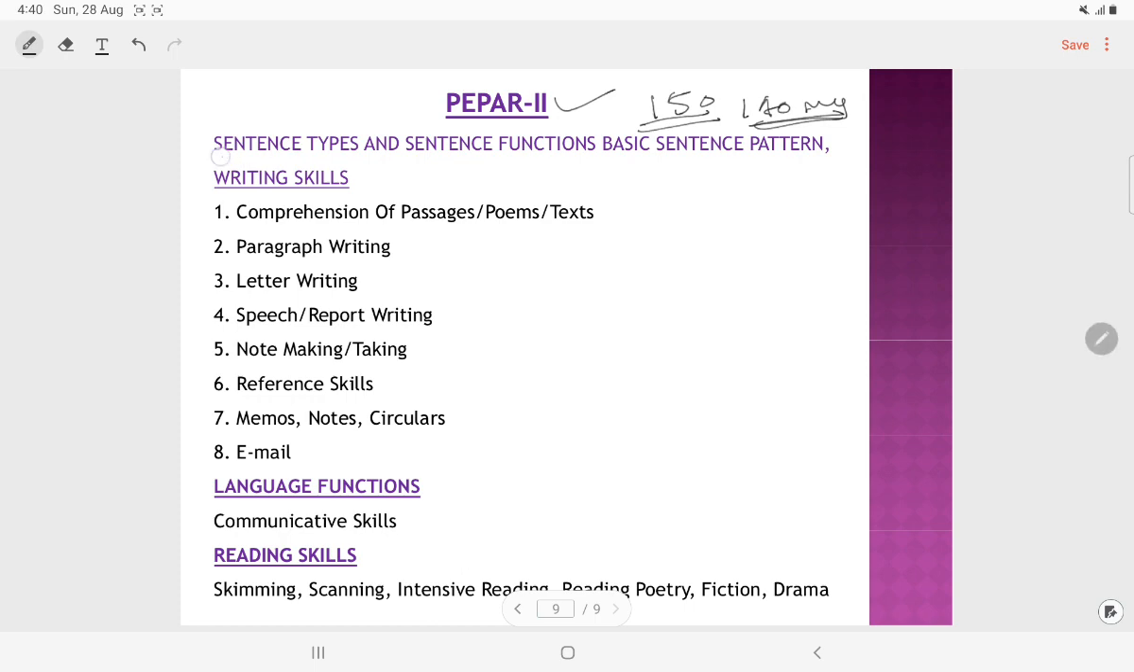Sentence types and sentence functions, and a basic sentence pattern like the S plus V plus O formula and so on. And very importantly, writing skills. So what competencies you should have, especially regarding writing skills. Anyway, we will discuss all these topics one by one in coming videos.